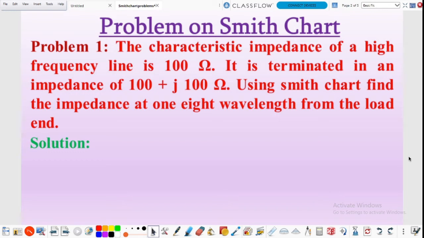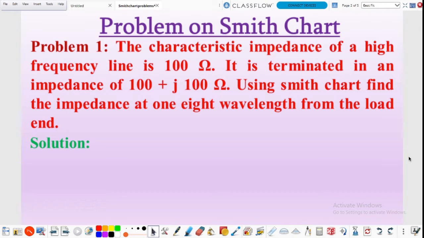Hi everyone. In this video, we are going to discuss a Smith chart example. In previous classes we have discussed the concept of the Smith chart. Here we are going to discuss an example of the Smith chart.